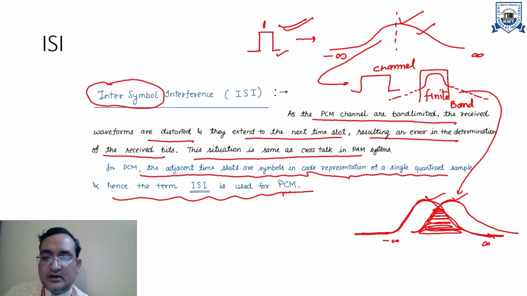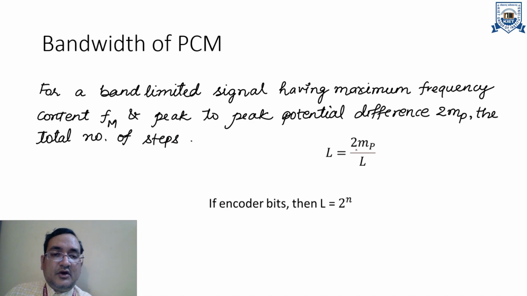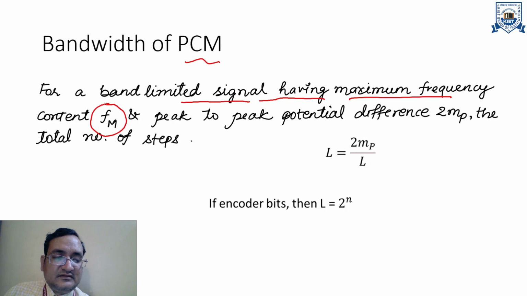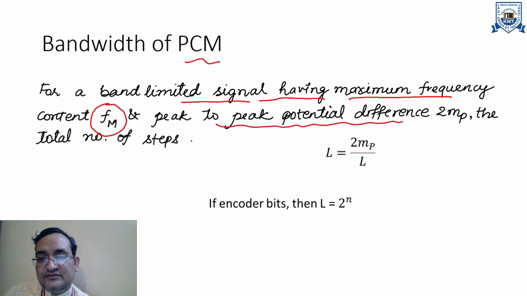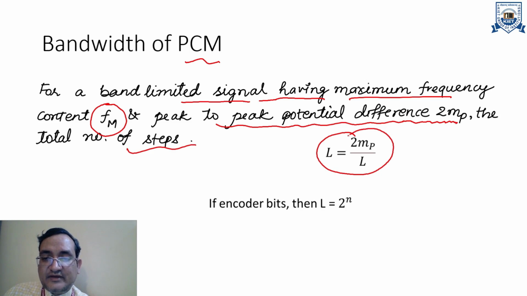Now the most important aspect is the bandwidth of the PCM. So for a band limited signal having maximum frequency content, you clearly know that if maximum frequency is fm, then the peak to peak potential difference is twice of mp. The total number of steps required is L is equal to 2mp divided by delta. Similarly, the total number of encoding bits will be L is equal to 2 to the power n.